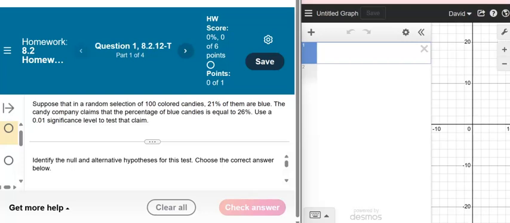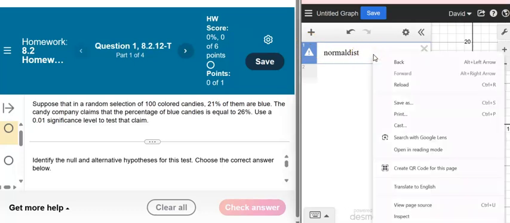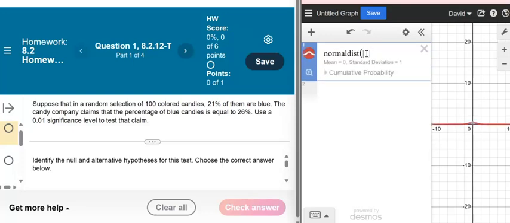Hey Stats class, we're going to look at a couple of examples of doing a hypothesis test about the claim value of a population proportion. Alright, so the first thing you want to do is open up Desmos, type in normal DIST, that's your normal distribution command like you use to find probabilities of a bell curve, like normal probabilities.